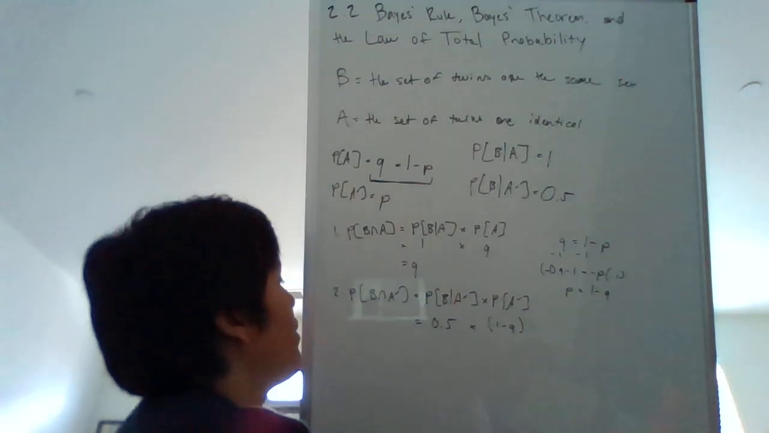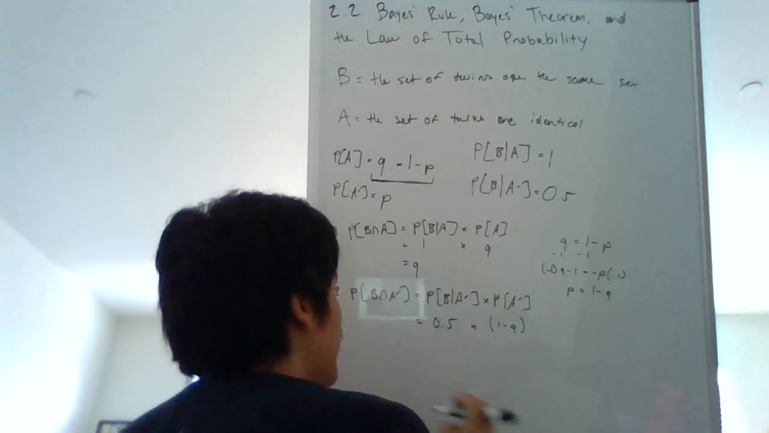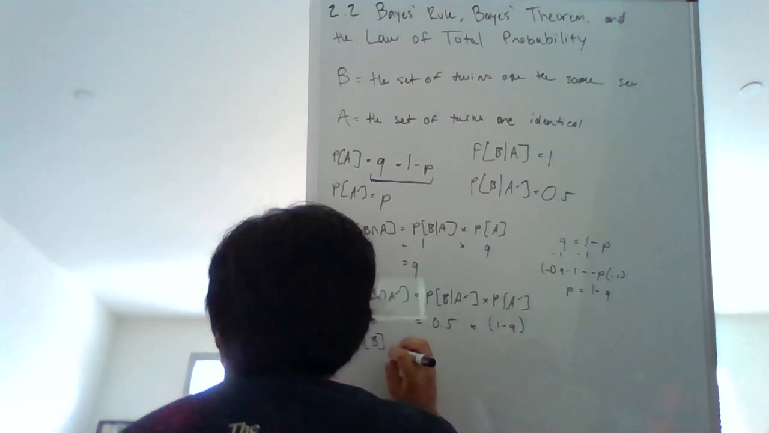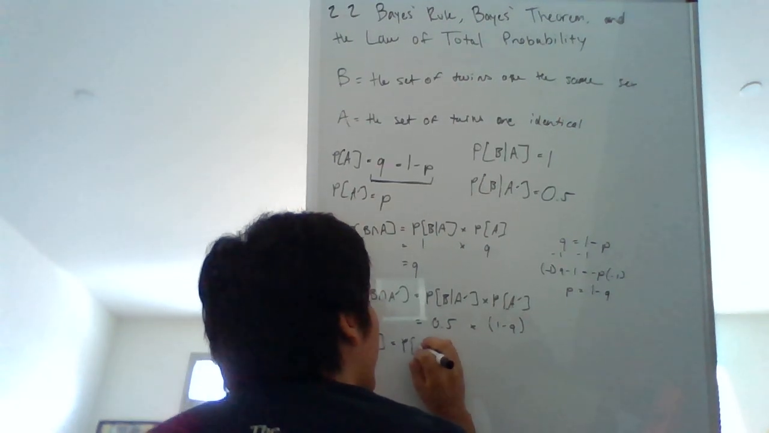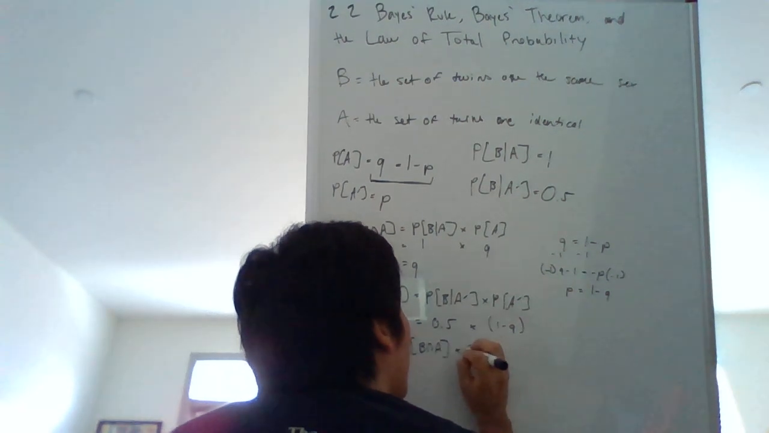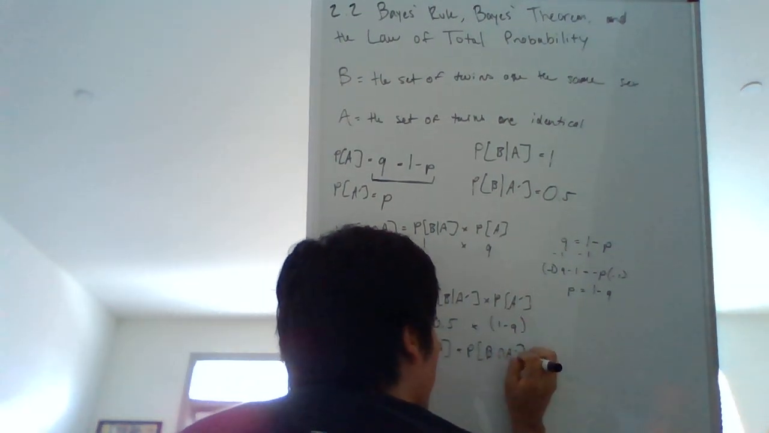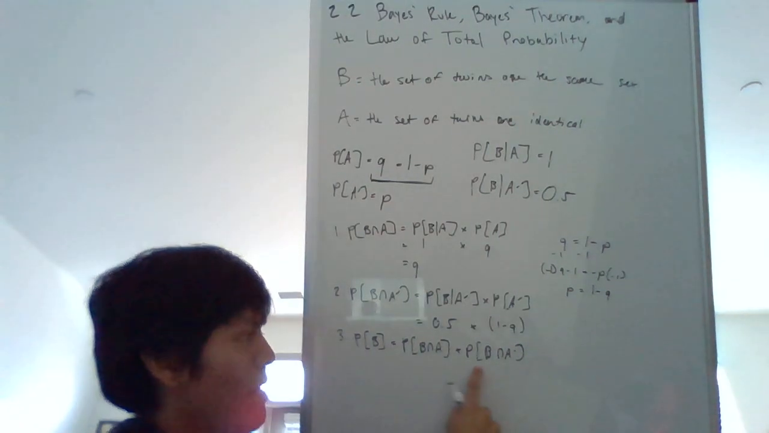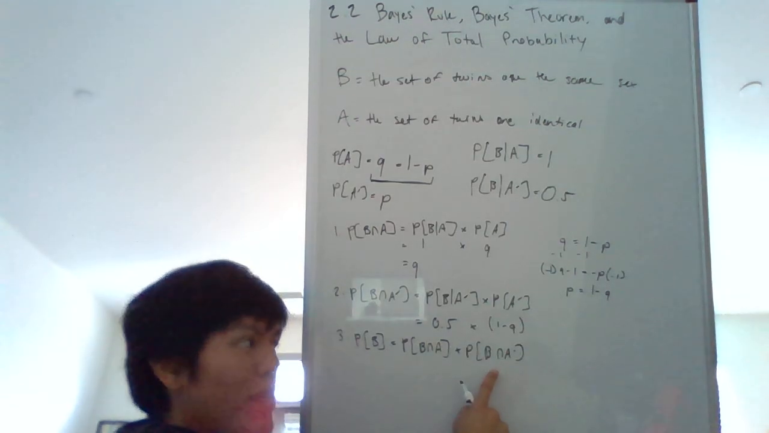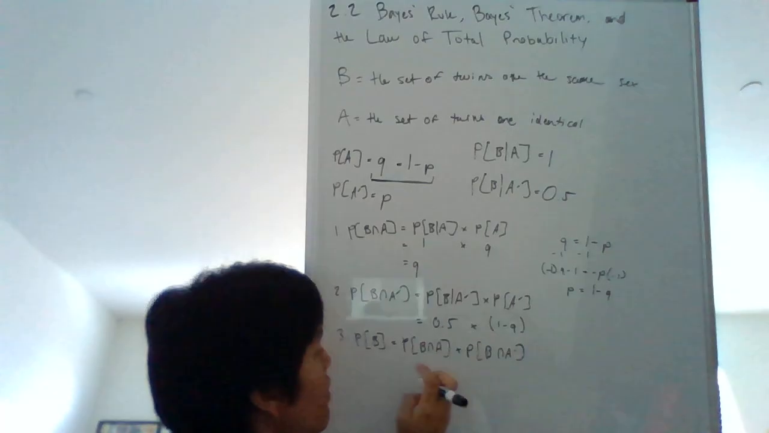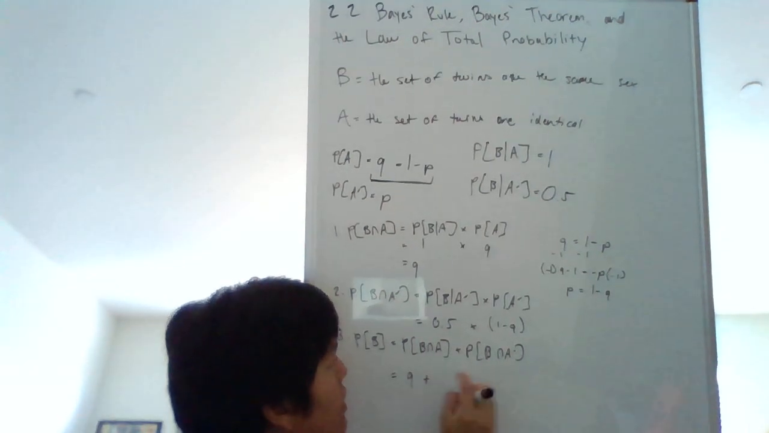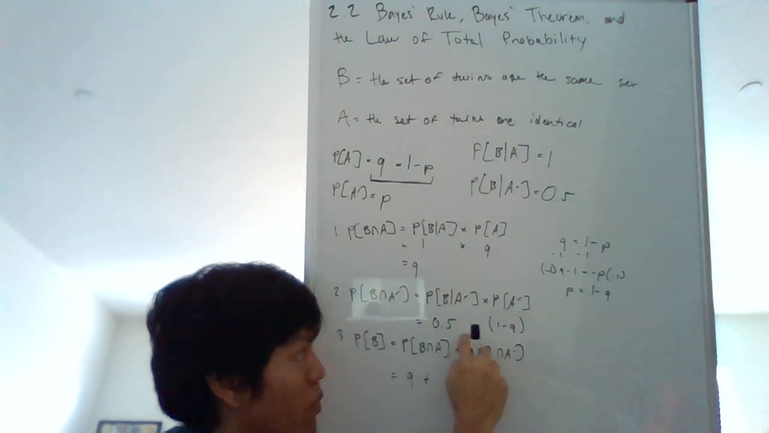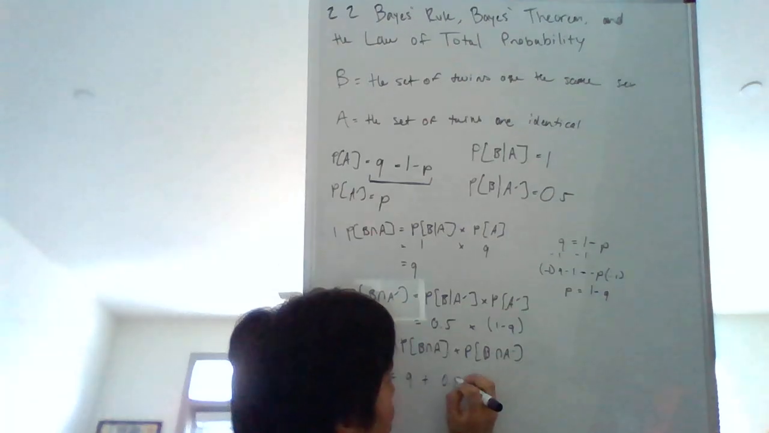So step 3 is we find the total probability of B. And that is where we add the intersections. So the probability of B is equal to the probability of B intersect A plus the probability of B intersect A complement. So B intersect A is Q plus B intersect A complement, which is 0.5 times 1 minus Q.